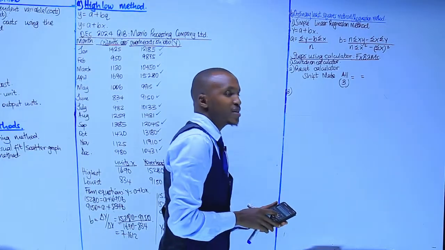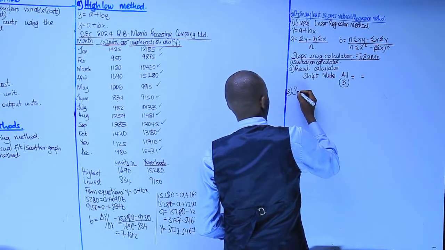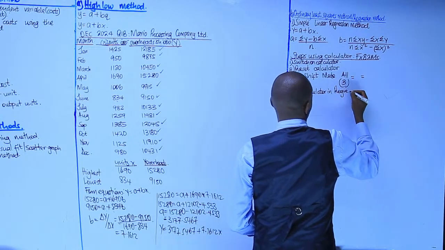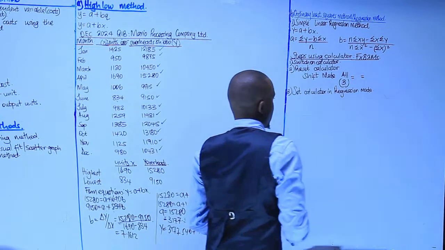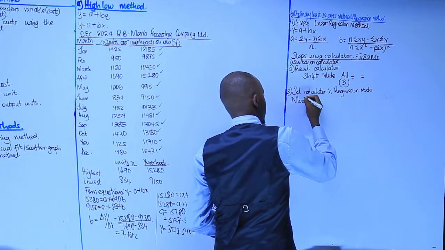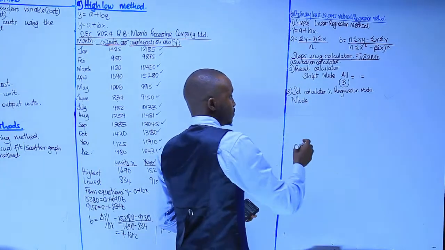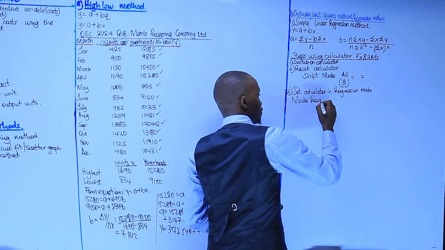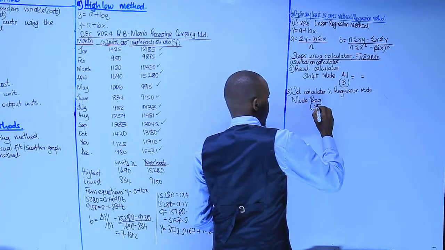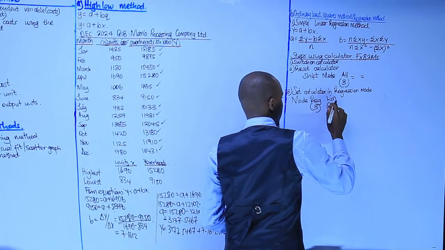The third step is to set the calculator in regression mode. How do you do that? You press mode, then regression, which is denoted by number 3, then linear, denoted by number 1.